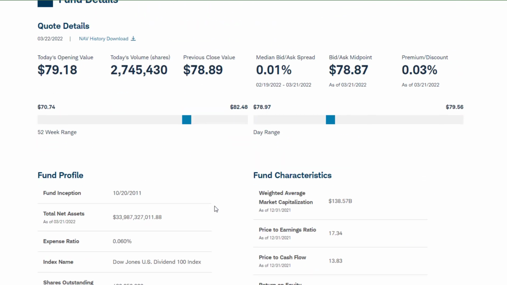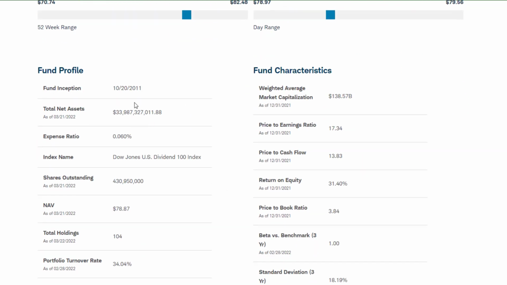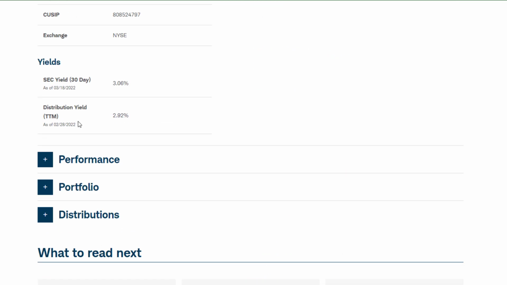There's a few things I wanted to show you on their profile. The fund inception date was October of 2011. So the fund has been active for 10 and a half years. And on their website, they claim that their trailing 12-month yield is 2.92%. So we'll use this figure.